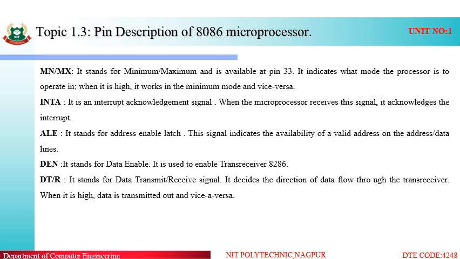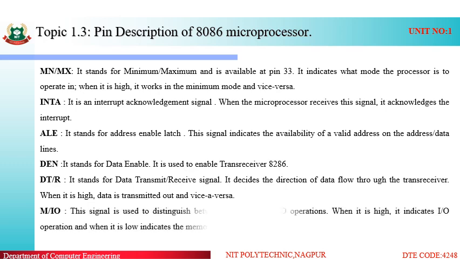Next thing is data transmitter and receiver. Data transmitter or receiver performs a dual function. It will either transmit data or it will receive the data. DT is active high, whereas R is active low.